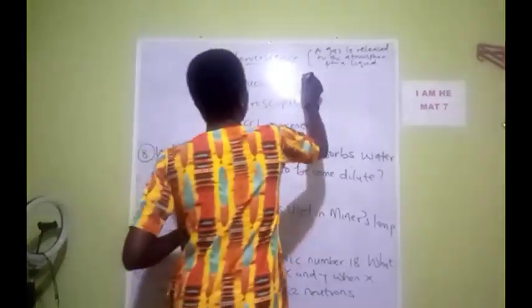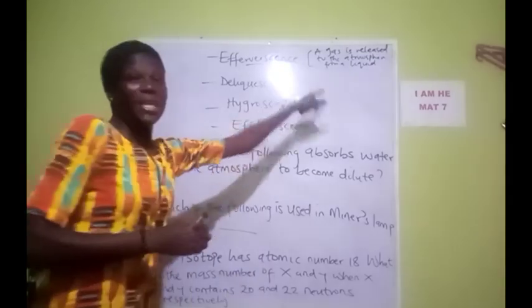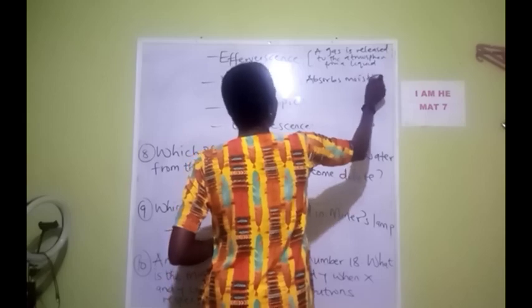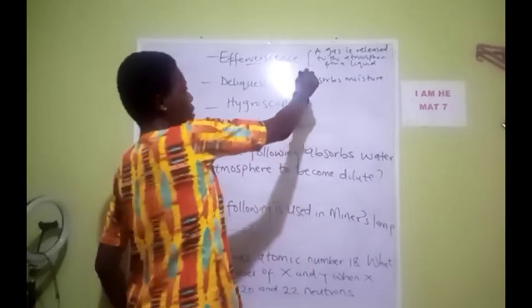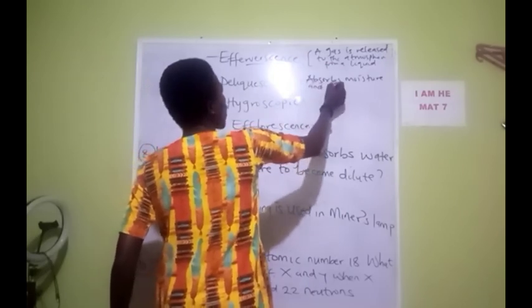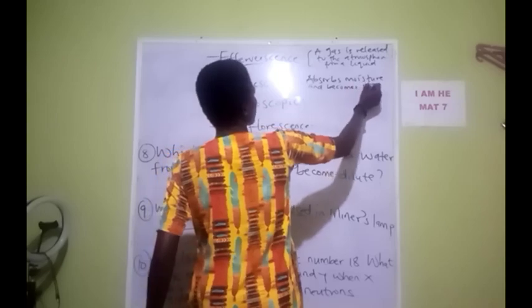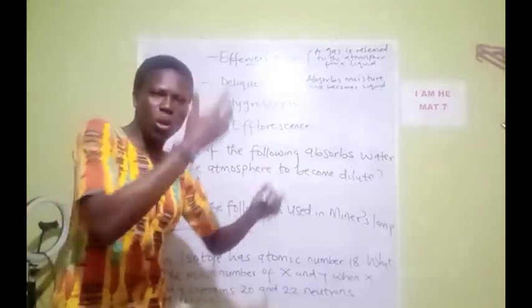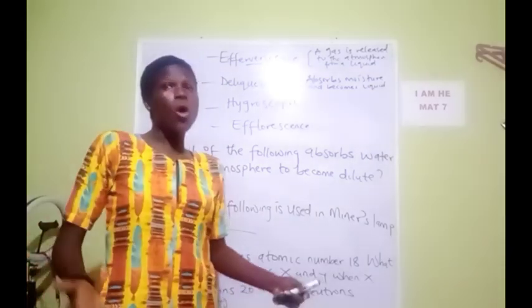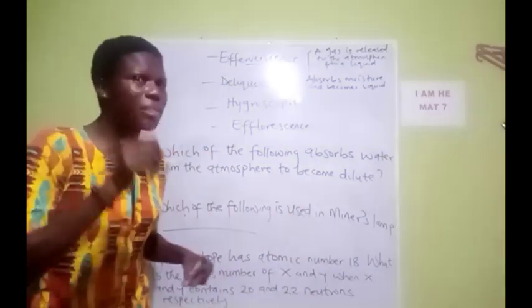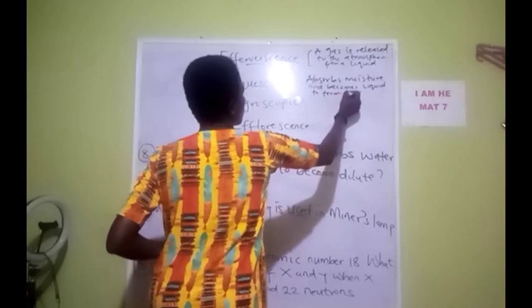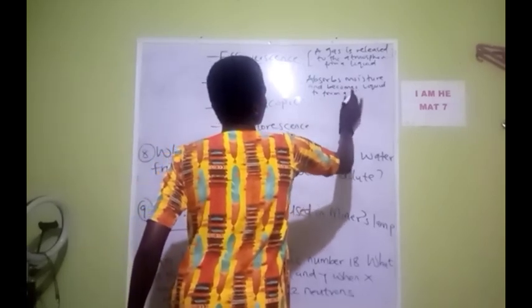Then deliquescence is when a substance absorbs moisture from the environment and becomes liquid. What it means is that when this kind of substance absorbs moisture, it becomes liquid, or it forms a solution, or becomes diluted. Do you understand it now? Please take notes: it becomes liquid to form a solution.